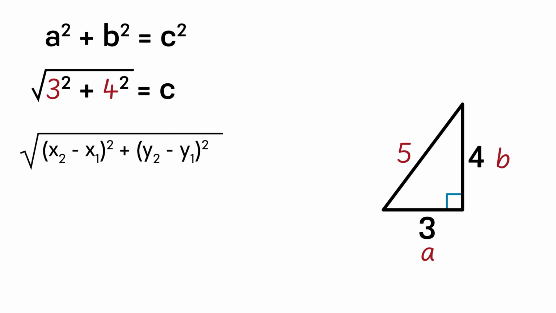This is exactly what the distance formula is doing. It's skipping the solving process and just putting the a squared plus b squared under the square root symbol.